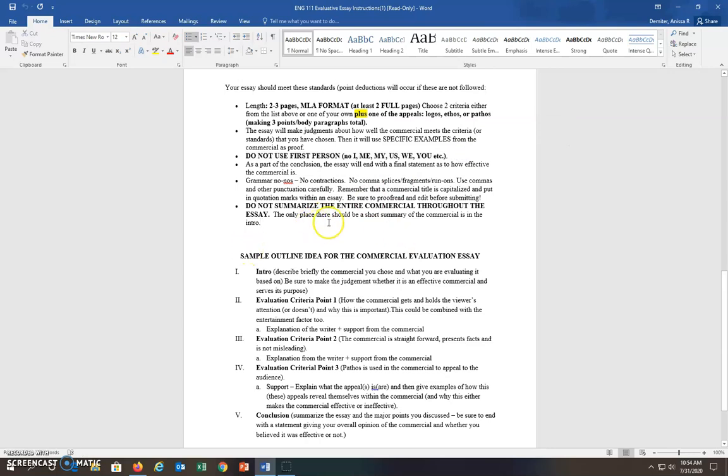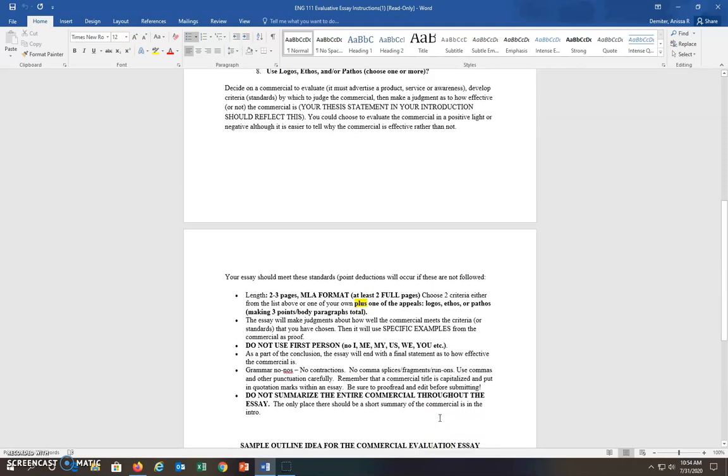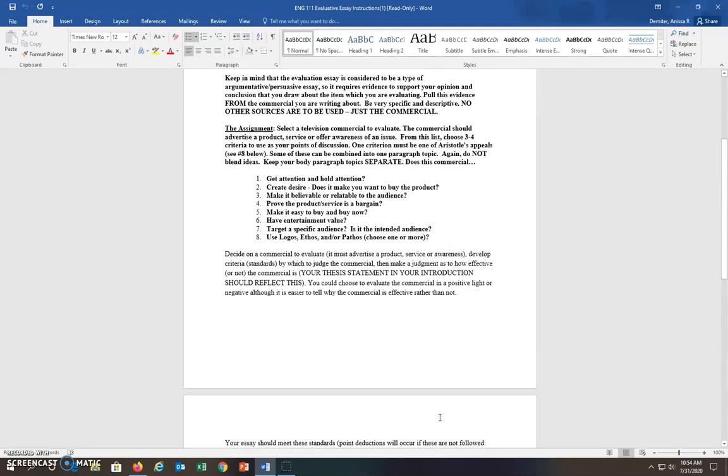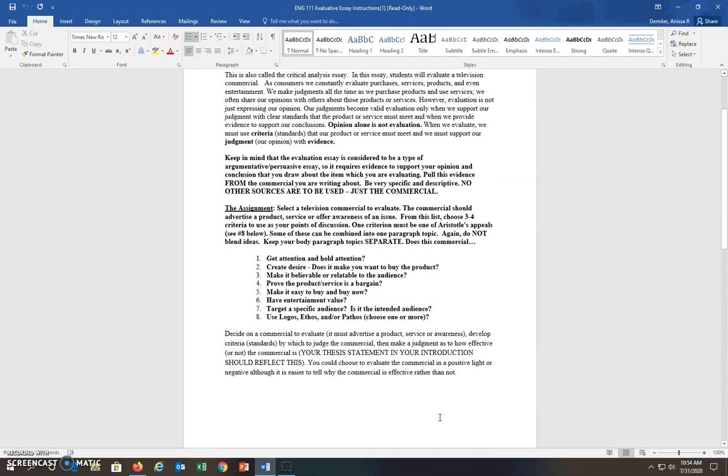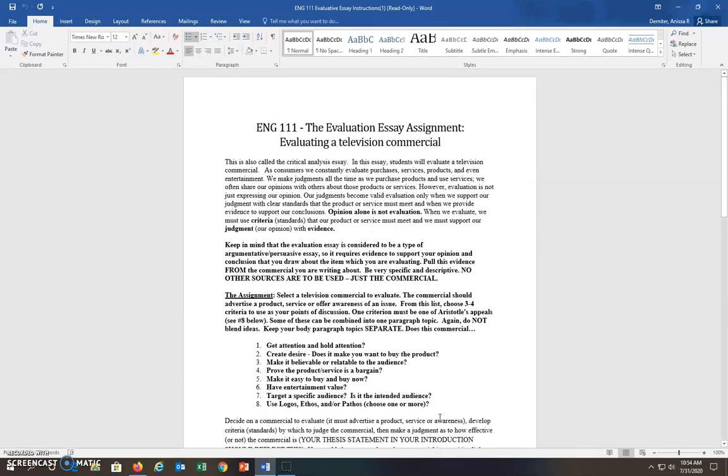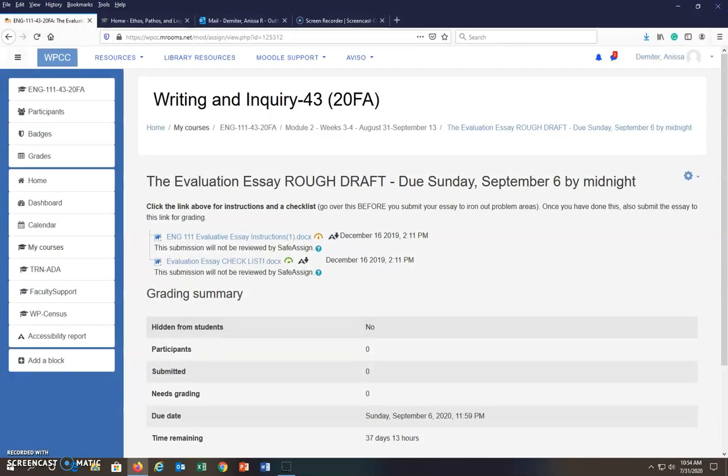You need to summarize the commercial in the introduction, but it should not be an entire essay that summarizes your commercial. So it's very important that you read through these instructions to make sure that you understand what's expected. If you see anything in here that is confusing that you want to have clarified, please don't hesitate to email me. And then you have the essay checklist.